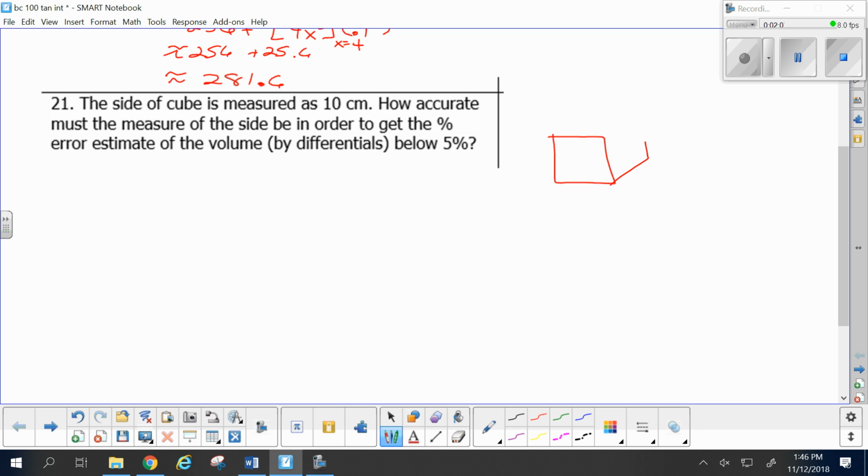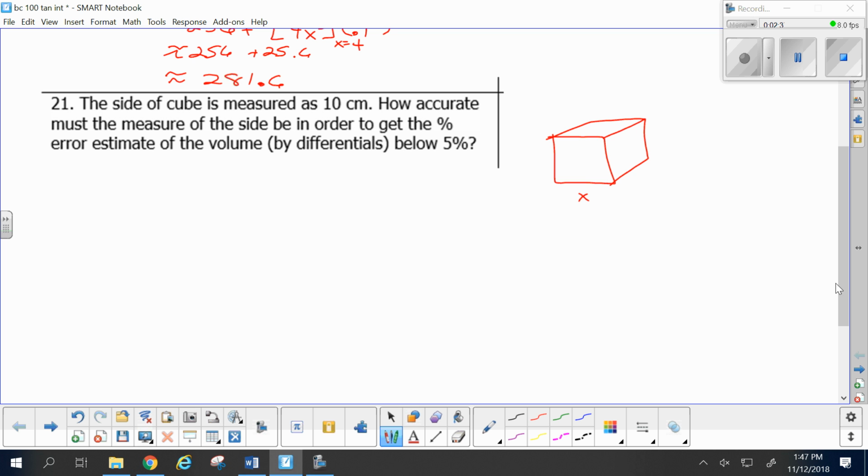All right. So the idea is if you have a cube, we want our relative or percent error in the volume to be less than 5% off. In order to get the volume measurement that precise, we need to measure the side pretty precisely. How precisely? That's the question. Okay, so can you tell me what the heck to do?